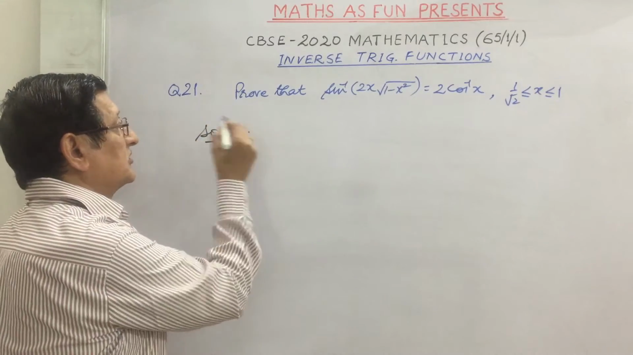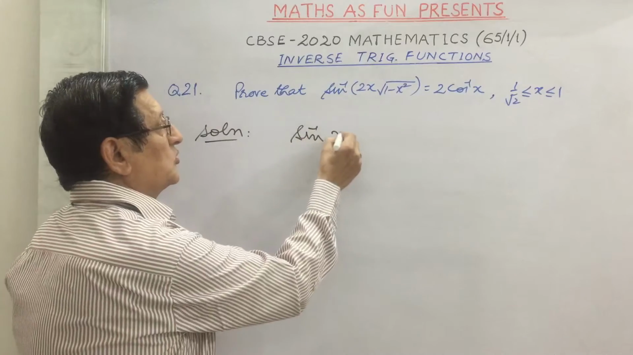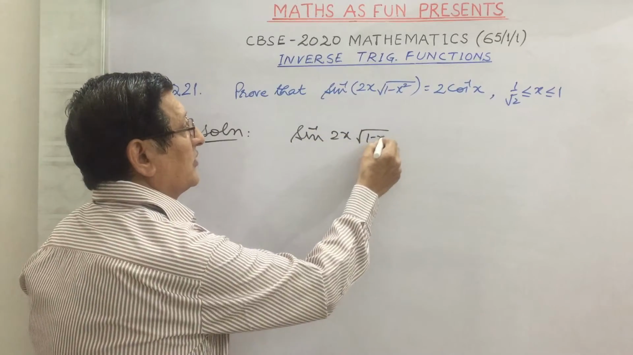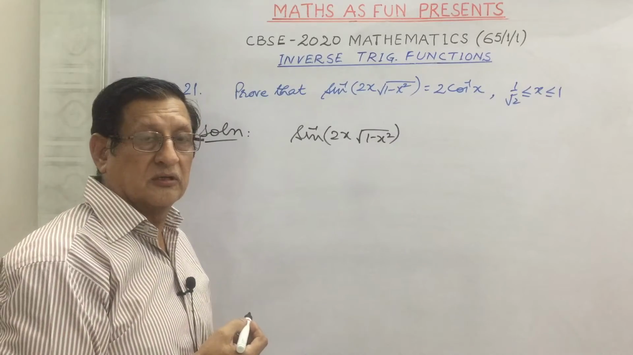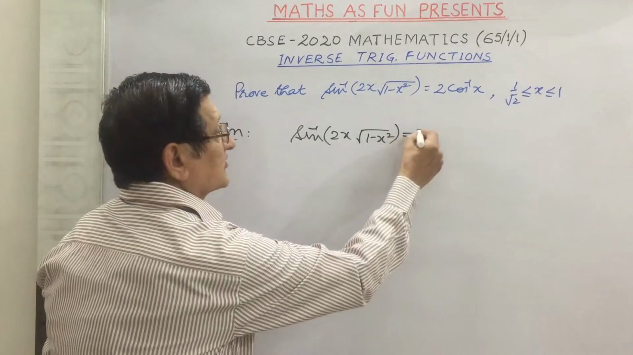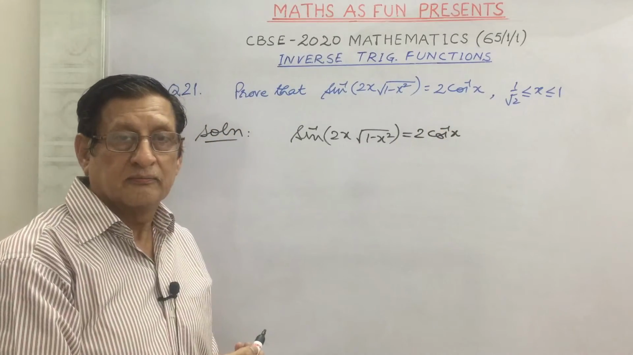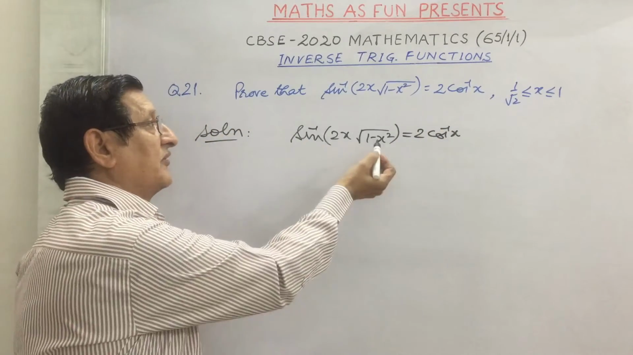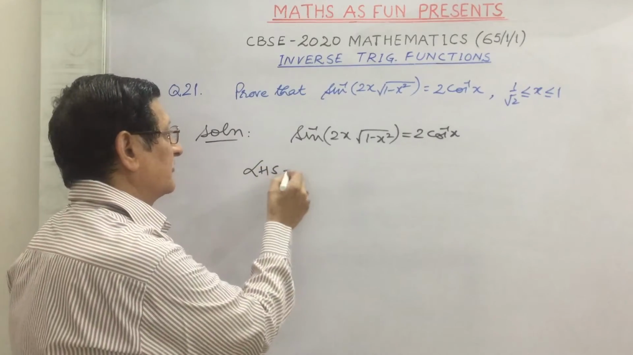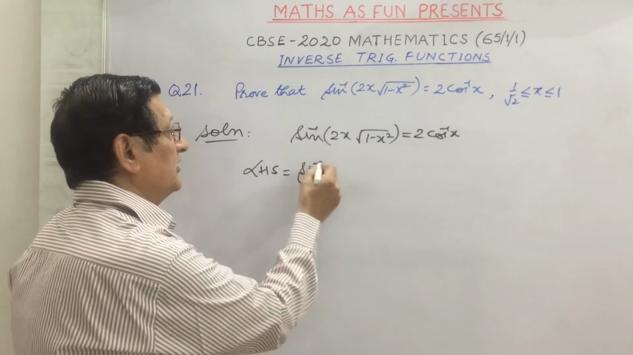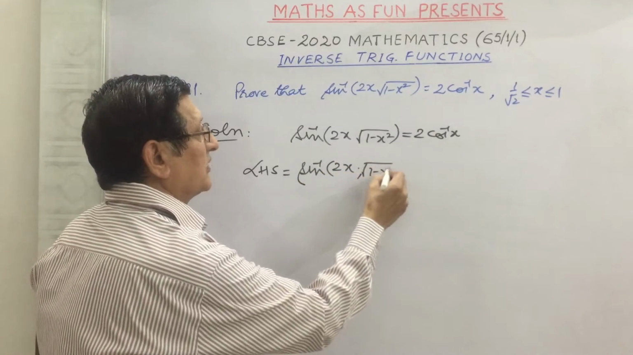When we go to solve this, we write sine inverse of 2x into root of 1 minus x square, and this is the left hand side, and the right hand side is 2 cos inverse x. When we go to prove anything, we have to go either with the left hand side or with the right hand side. Here we start with the left hand side: sine inverse of 2x into root of 1 minus x square.